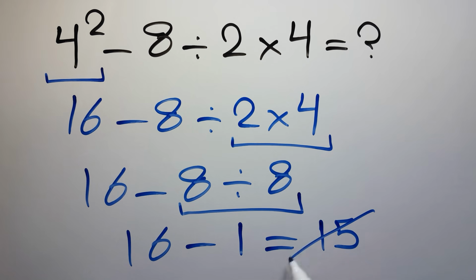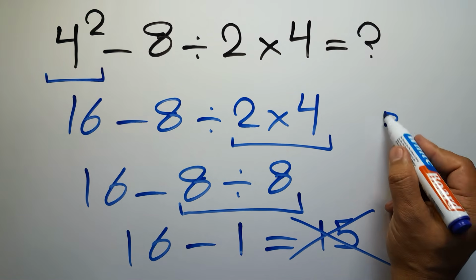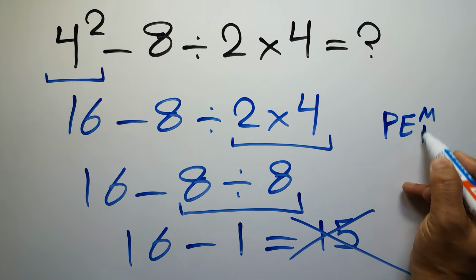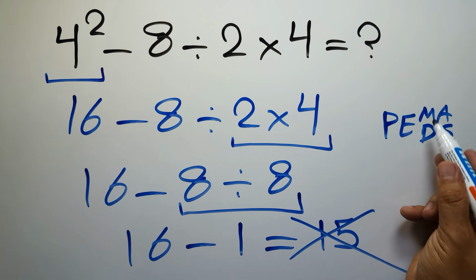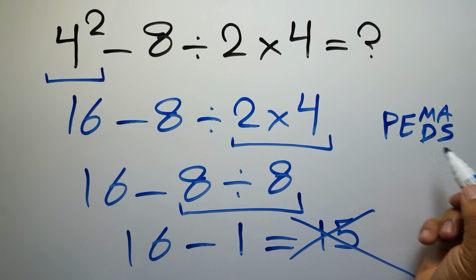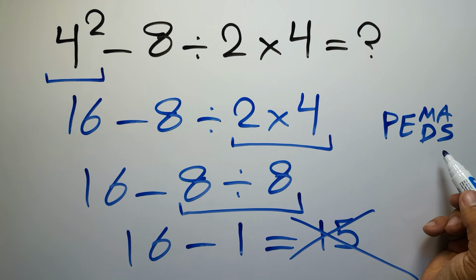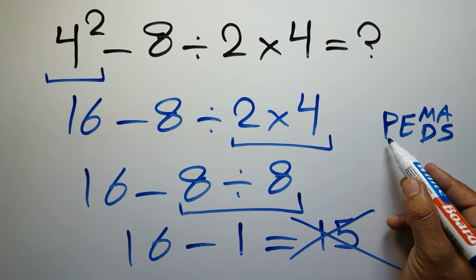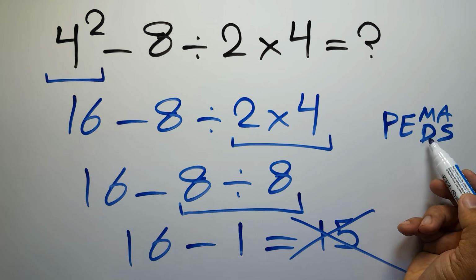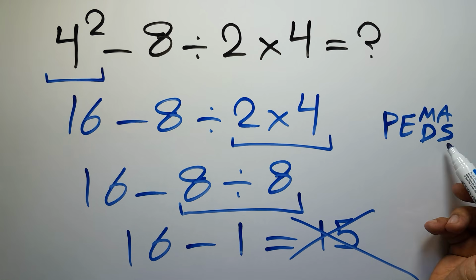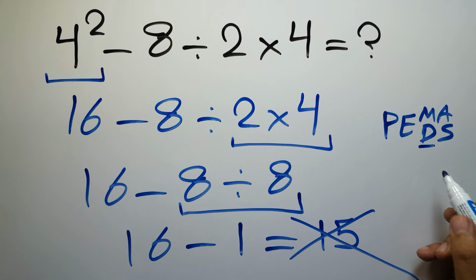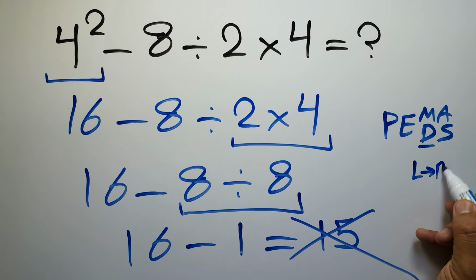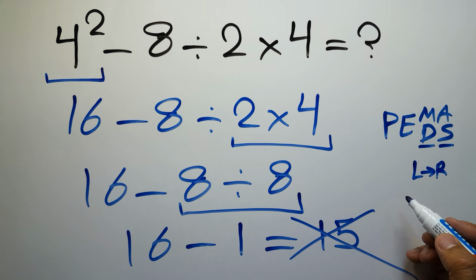But this answer is not correct, because according to the order of operations, which is PEMDAS, P stands for parentheses, E stands for exponent, M and D stand for multiplication and division, and A and S stand for addition and subtraction. First, we have to do parentheses, then exponent, then multiplication or division, and finally addition or subtraction. Remember that multiplication and division have equal priority and we have to work from left to right. And the same applies to addition and subtraction.